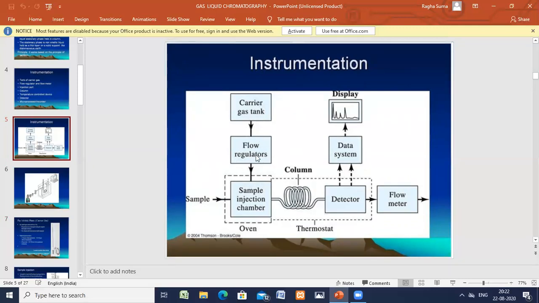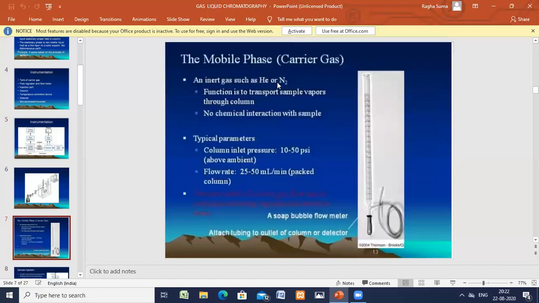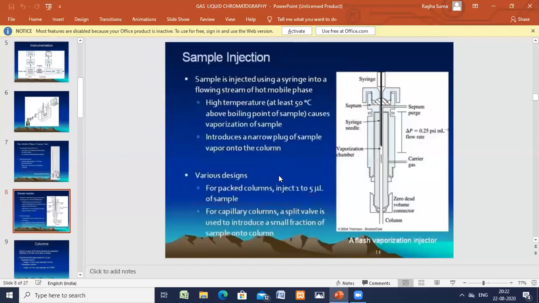Carrier gas going to the regulators, that is the mobile phase of inert nature, no chemical interaction, and the function is to transport the sample vapors. The typical parameters are 10 to 50 psi, pound force per square inch. Next, flow rate 25 to 50 milliliters per minute for the packed column.